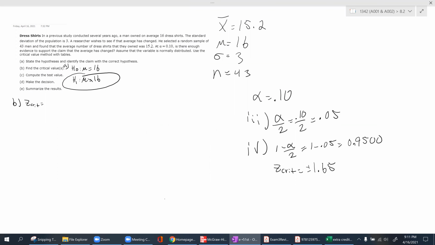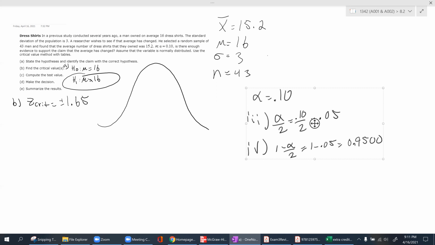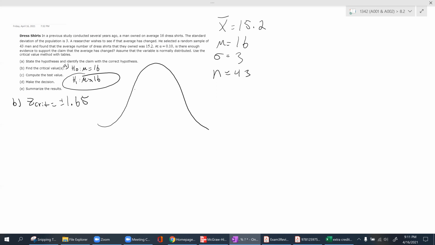So I found my Z crit. My Z crit was plus or minus 1.65 because it is a two-tailed test and I need to take both of them into consideration. I'm going to need you to draw. So you've got one there and one there, negative 1.65 and 1.65.